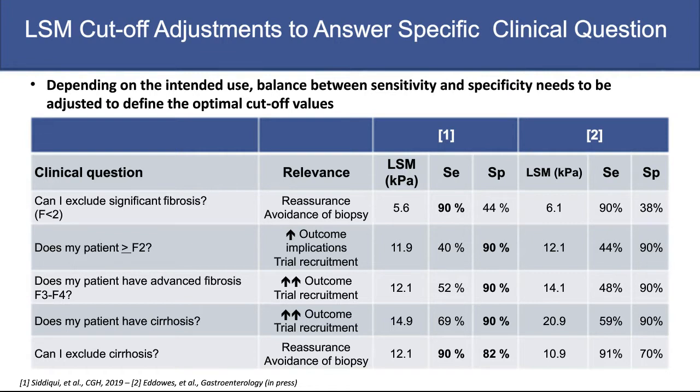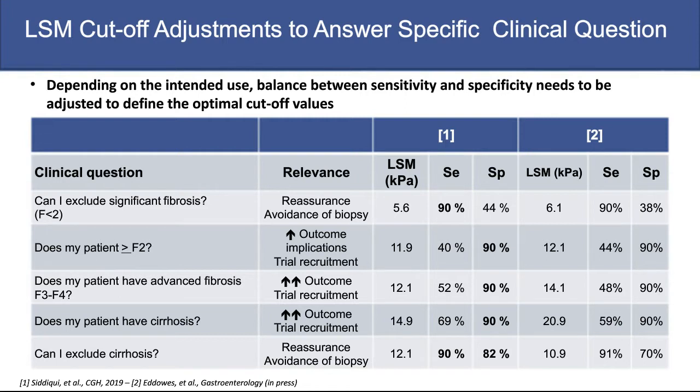On the other hand, if you're looking to see if your patient has significant fibrosis of F2 and higher, and you do this to look at patient's outcome or potential treatment recruitment, then when you're getting to a liver stiffness measurement of about 11 or higher, you have also very good specificity. For advanced fibrosis, a range of about 12 to 13 will help you look at those patients having significant fibrosis and possibly cirrhosis.